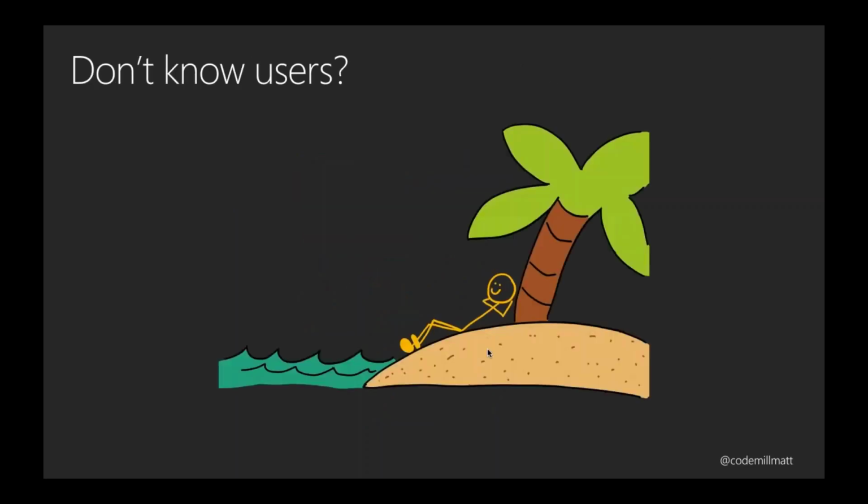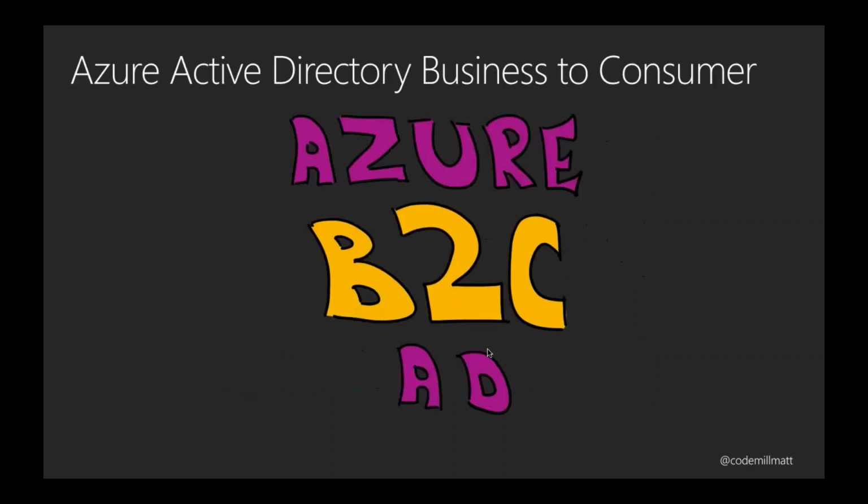However, what happens if we don't know who the users are? We have somebody who's sitting on an island enjoying life, and we know we're developing an app for them. We know we want somebody to use our app, but they don't know about our app. We don't really know who they are, but we want them to create an account. How can we do that? How can we facilitate creating accounts for these people?